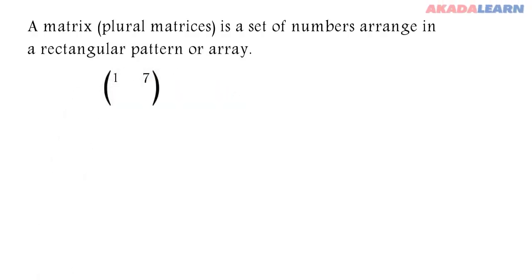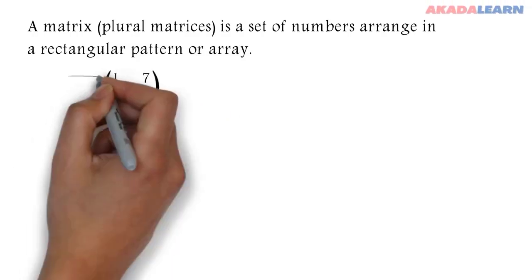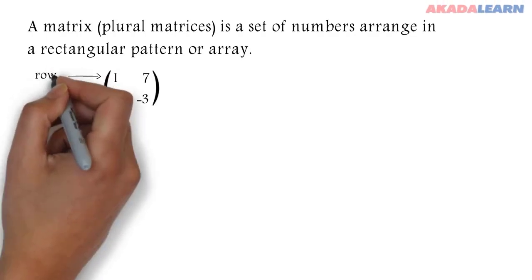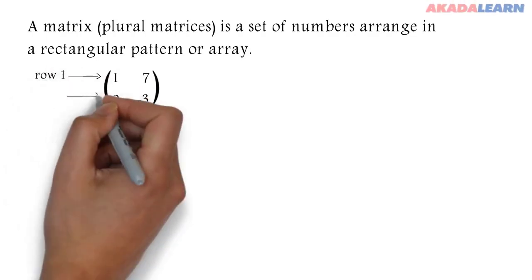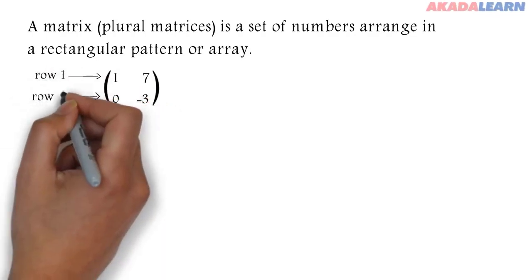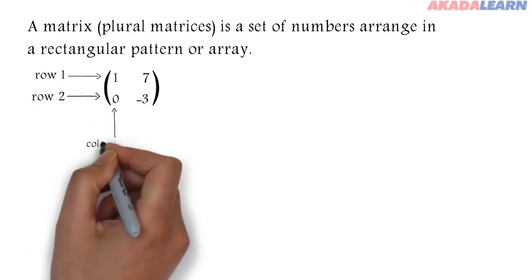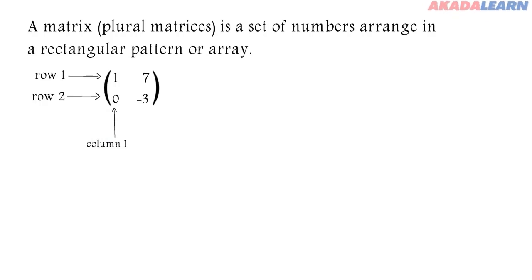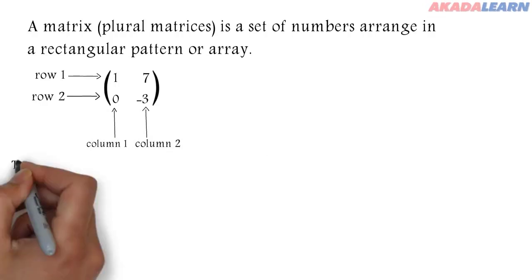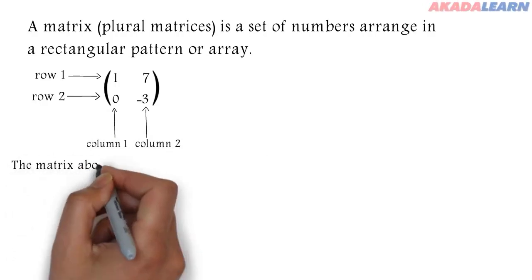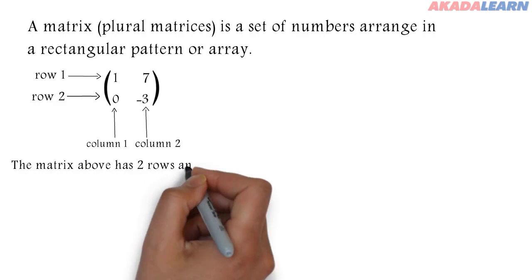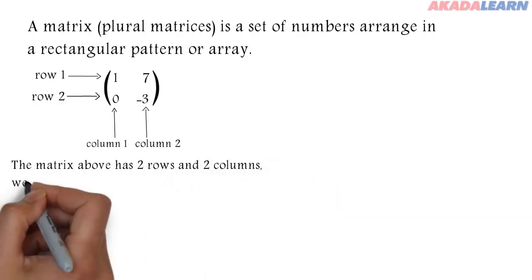So we have the elements there: 1, 7, 0 and minus 3. Now 1 and 7 are the numbers in row 1. 0 and minus 3 are the numbers in row 2. Now 1 and 0 are the numbers in column 1. 7 and minus 3 are the numbers in column 2. So know how the columns and the rows are arranged. Okay, so the matrix above has 2 rows and 2 columns.